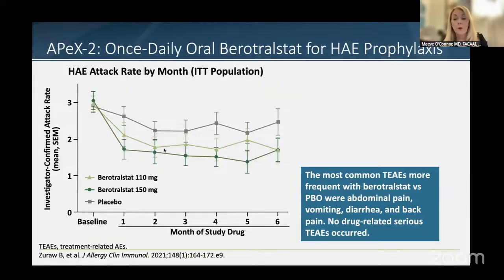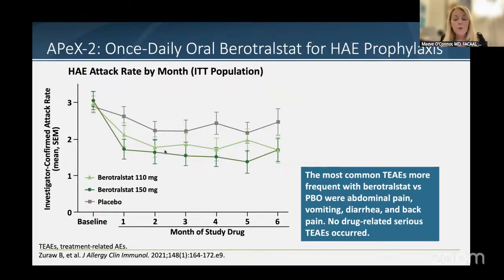APEX-2 from 2021 confirmed the efficacy of daily oral berotralstat for preventing HAE attacks. Again, common AEs were mild. In this case, they included GI symptoms, which is not really unexpected with an oral agent. But again, important to point out, no serious treatment-related AEs were observed. And the reason I'm mentioning so many of these is because it's part of the conversation you're going to want to have with your patient.